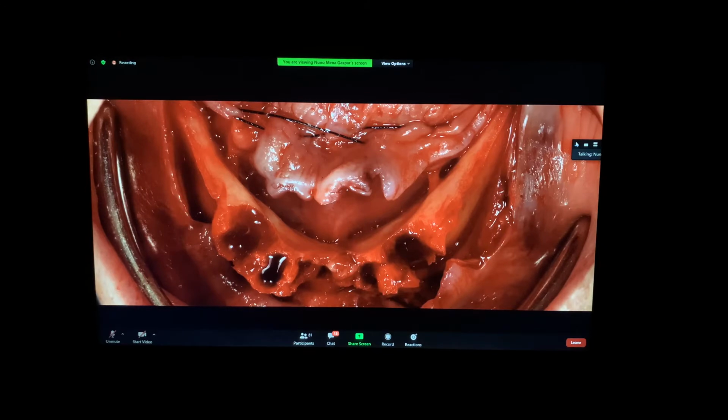And if you find this difficult to see on the CT scan, forget the panoramic.